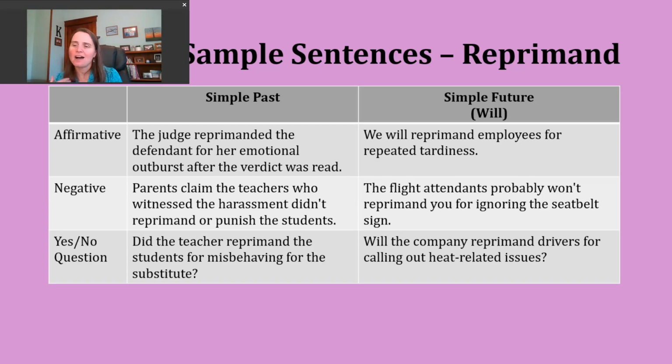So here, maybe someone is talking to someone else, someone who's maybe having a little bit of an emergency, needs to get up. Maybe they're making a little bit of a prediction as to what they think, in this case, won't happen in the future. Now, let's move on and make a yes or no question in the simple future. To do this, we start with will, then we'll have our subject, and then the base verb. Here's my last example. Will the company reprimand drivers for calling out heat-related issues?